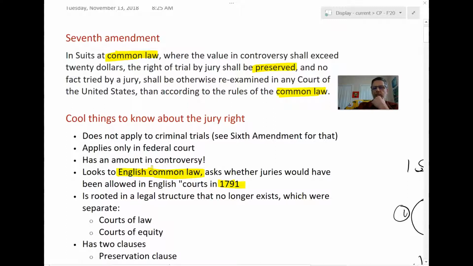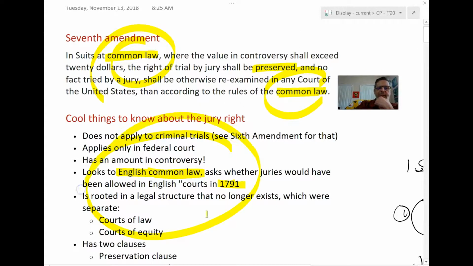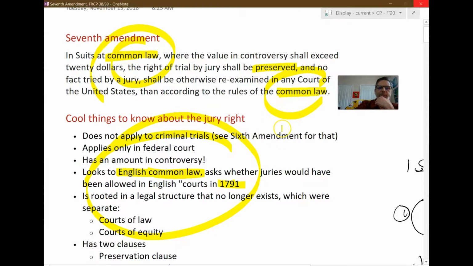And as we'll see a little bit later, that's going to make for some weird complexities, because our court system today is very different from how English courts were structured in 1791. Okay, but our first big lesson here is the word preservation means we have to do a historical test, and the Supreme Court has said common law refers to what happened in England, English courts in 1791. Yes, that is pretty wacky.